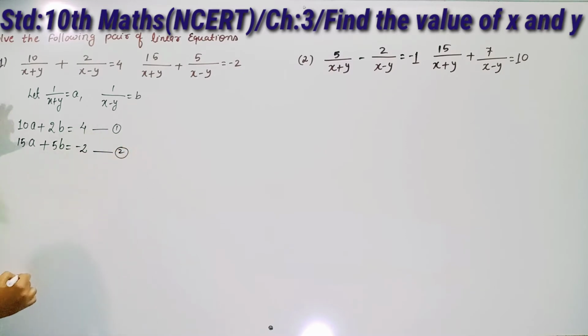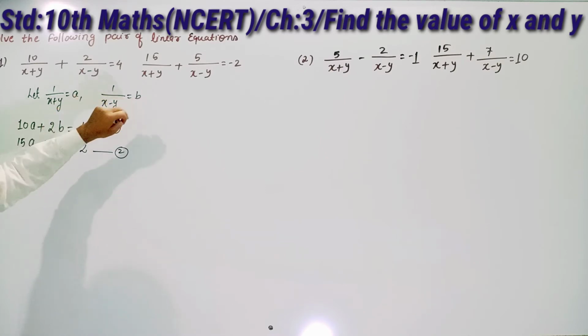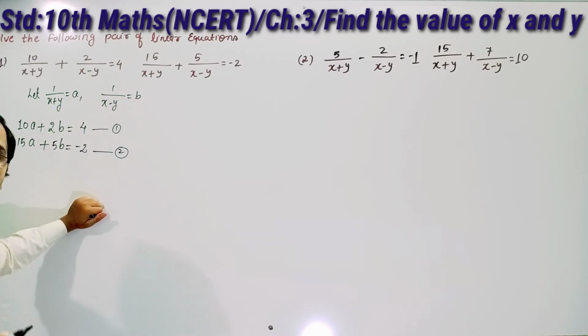Okay students, here we are getting linear equations with two variables. The variables are a and b, and initially the variables were x and y. So first of all our target is to find the values of a and b, and then find x and y. So how can you find the values of a and b?